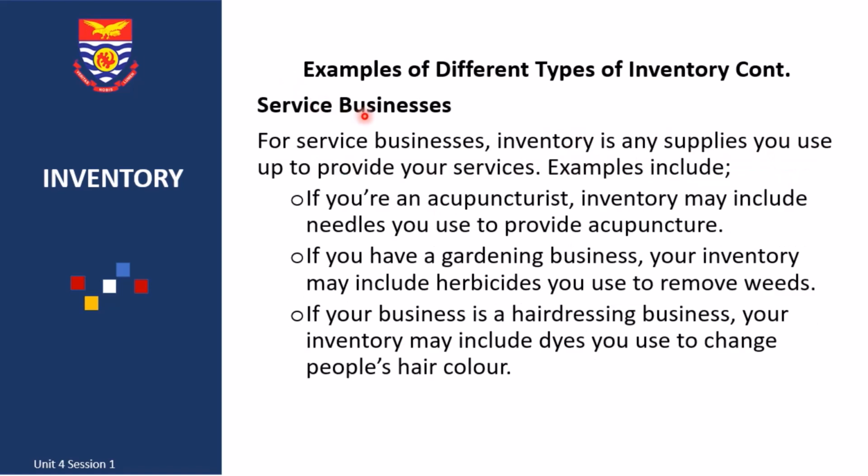Then if you take service businesses today, they usually hold inventory that enables them to deliver their services. For instance, if you are an acupuncturist, those Chinese people who use needles to heal people, the inventory that they keep is the needles that they use to provide the acupuncture service. And if you are a gardener, you keep garden shears, herbicides, among others. If you're a business into hairdressing, you would also keep inventory like dyes, hair dryers, among others, that will enable you to deliver the service of hairdressing.